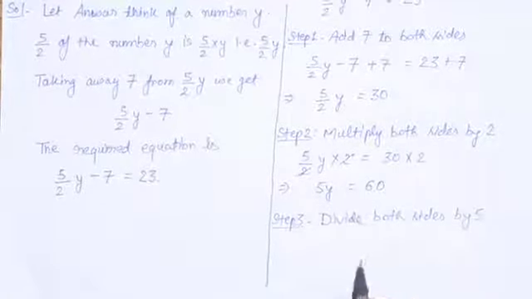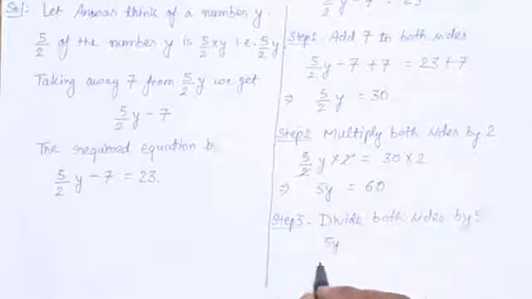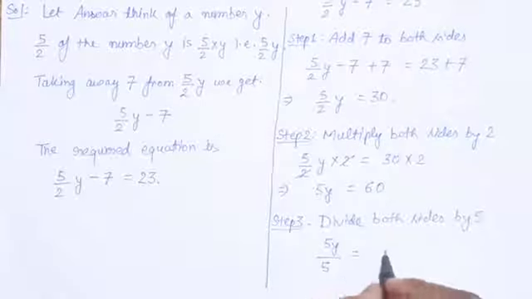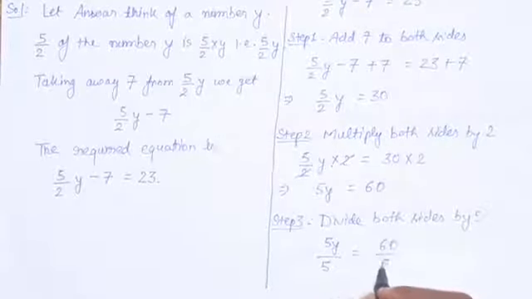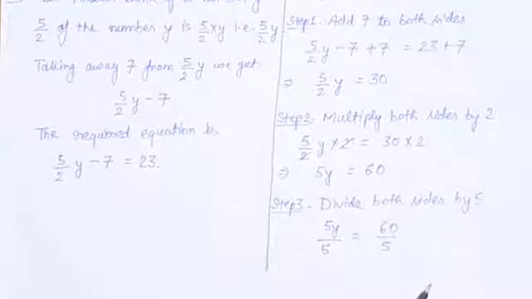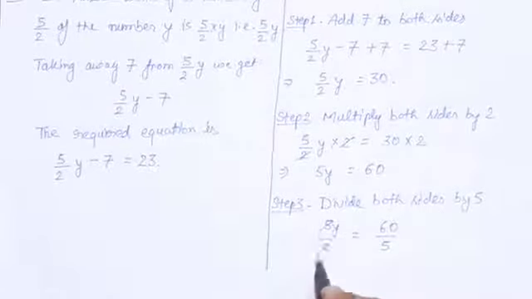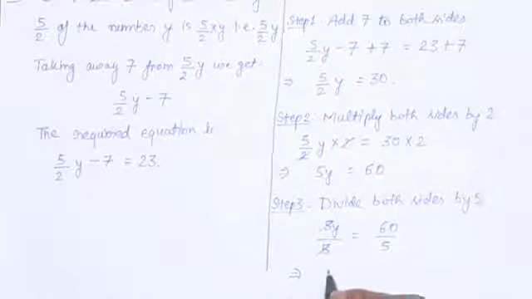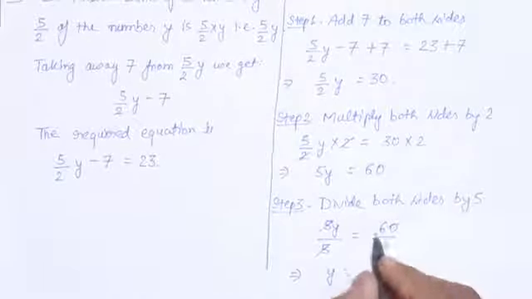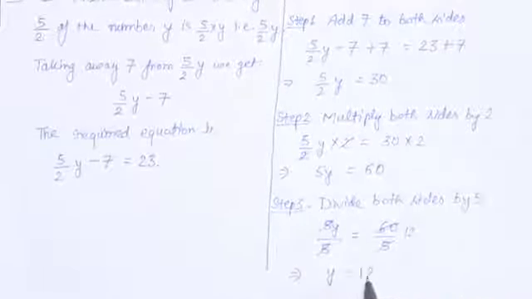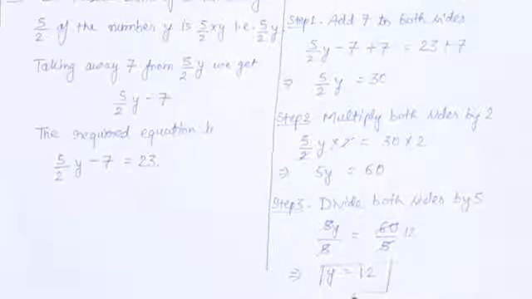So what we can write? 5y divided by 5 equals 60 divided by 5. So here you can see that 5 and 5 cancel out, and it implies that y equals 60 divided by 5. So y is equal to 12. So this is our solution.